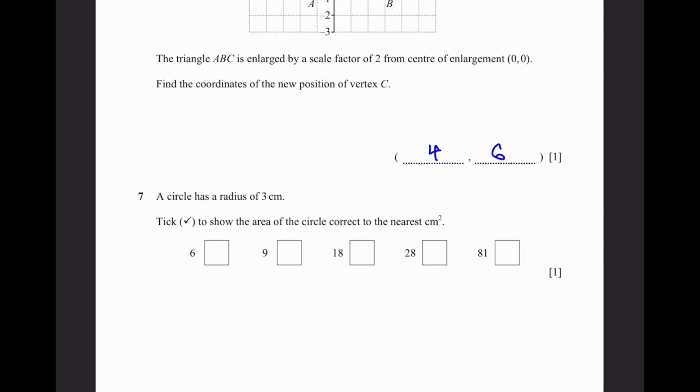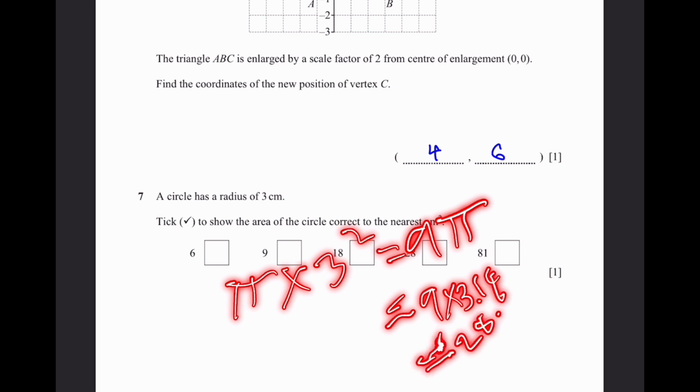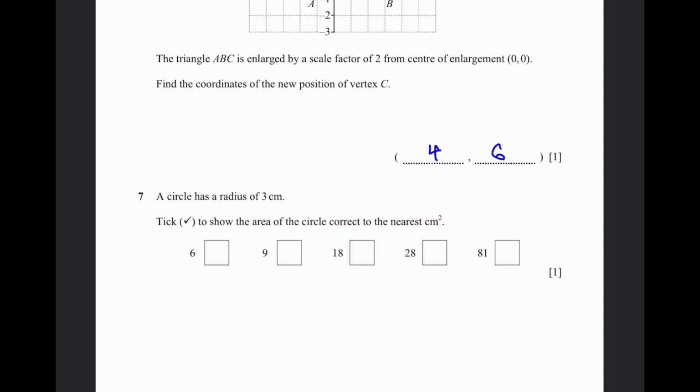Question 7. A circle has radius of 3 centimeters. Show the area of the circle correct to the nearest centimeter squared. So that'll be pi times 3 squared, which is equal to 9 pi. It's approximately 9 times 3.14, which is approximately equal to 28.26. And that's approximately 28 centimeters squared.